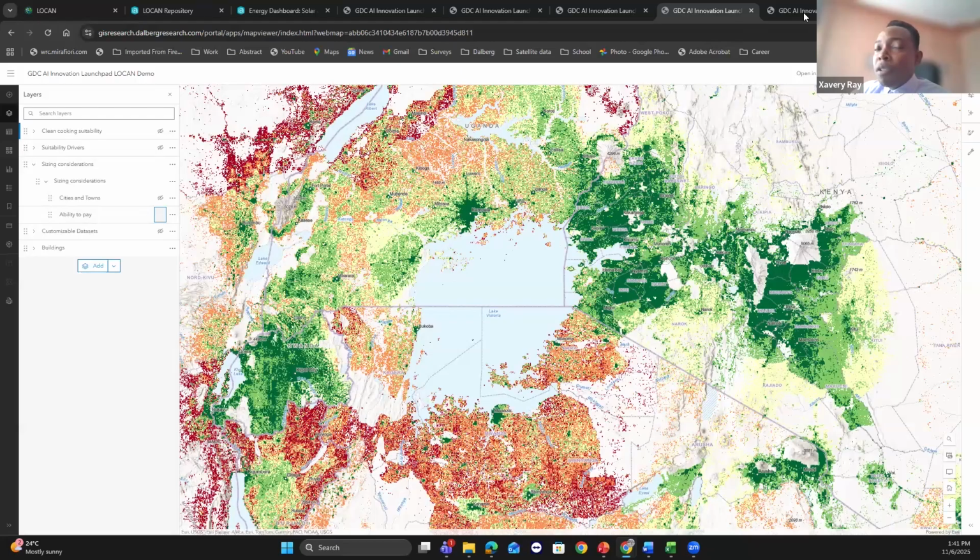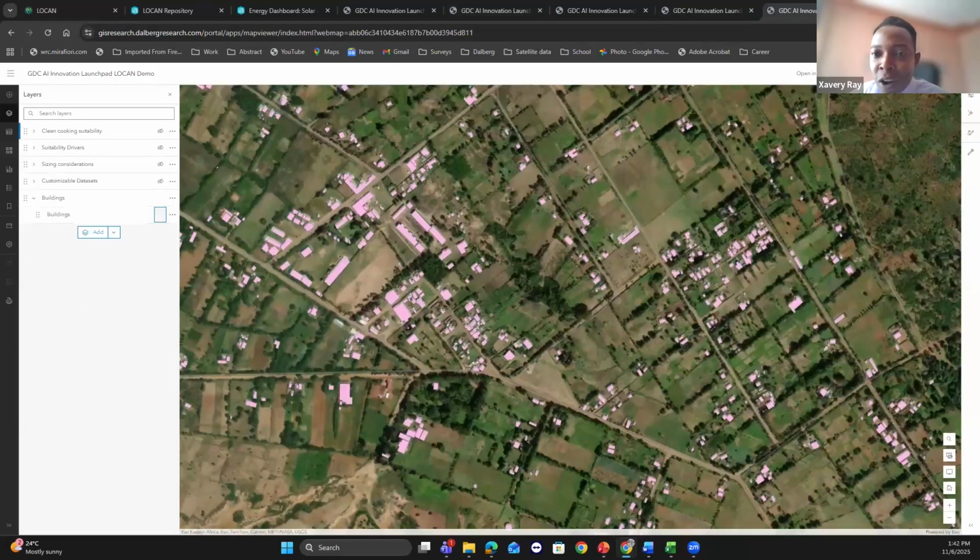Moving from the continental view down to the local level, our analysis can include the buildings layer that helps identify specific addressable households. This layer uses AI to detect building footprints from satellite images, giving us a clear picture of where people actually live. With this information, field agents can pinpoint real households and plan their routes more effectively.